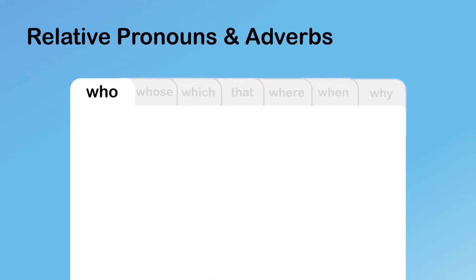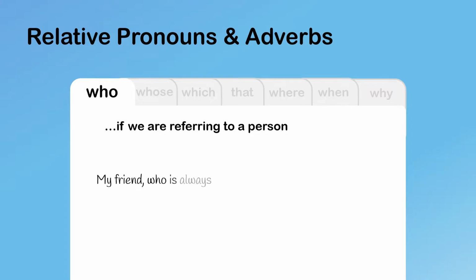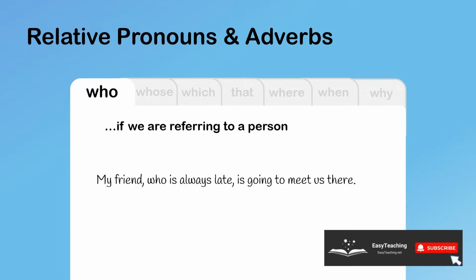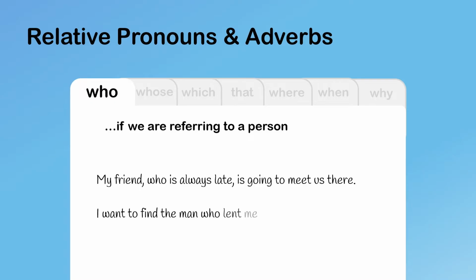We'll start with who. We use who if we're referring to a person. Here's one example. My friend, who is always late, is going to meet us there. And here's another. I want to find the man who lent me his phone. In each sentence, the relative pronoun who is used because the noun the relative clause is giving more information about is a person.